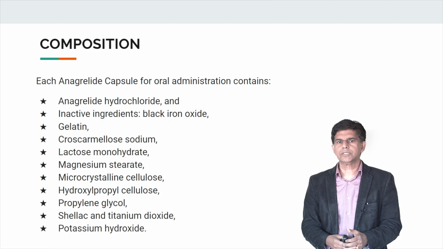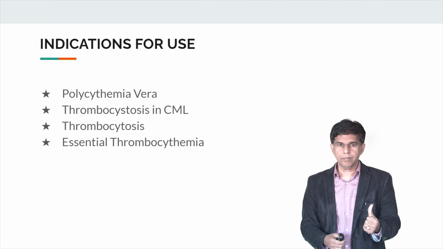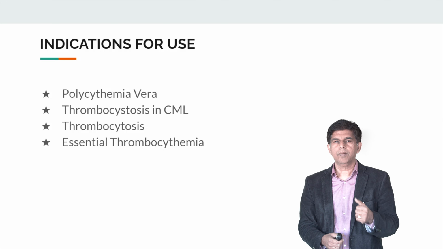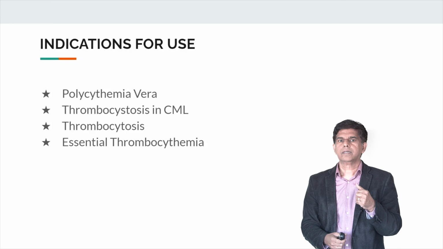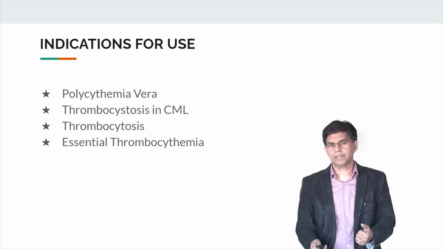Now, what are the indications? One, polycythemia vera; thrombocytosis in CML; and thrombocytosis in essential thrombocythemia. The four things, right? Polycythemia, thrombocytosis in CML, thrombocytosis, and essential thrombocythemia.